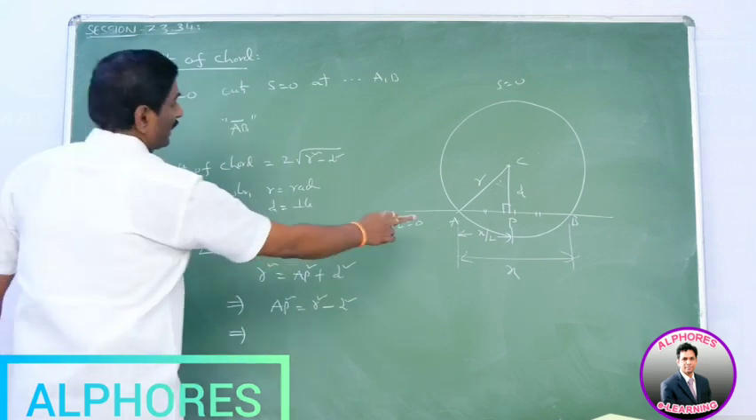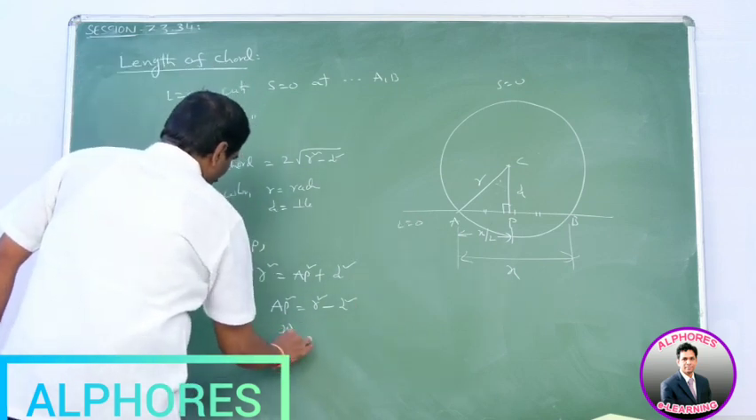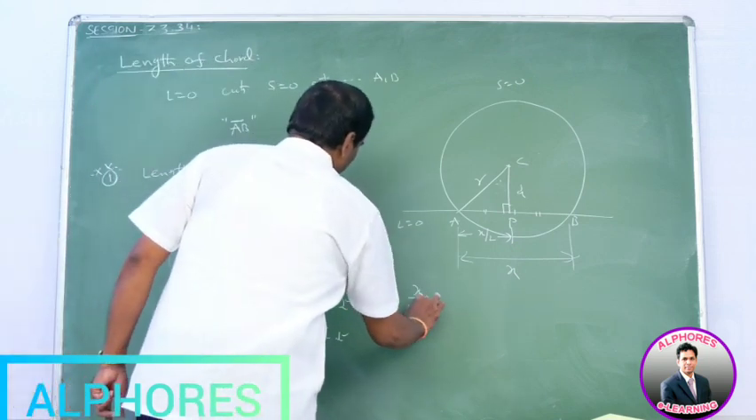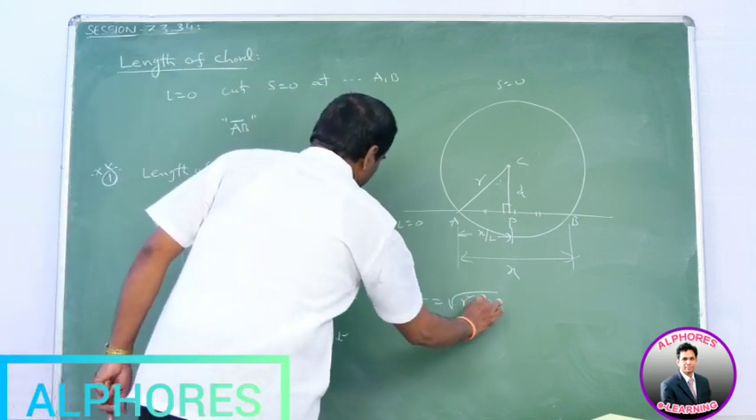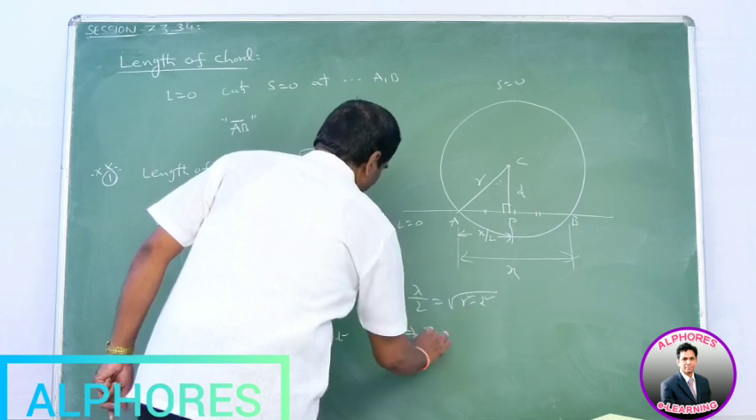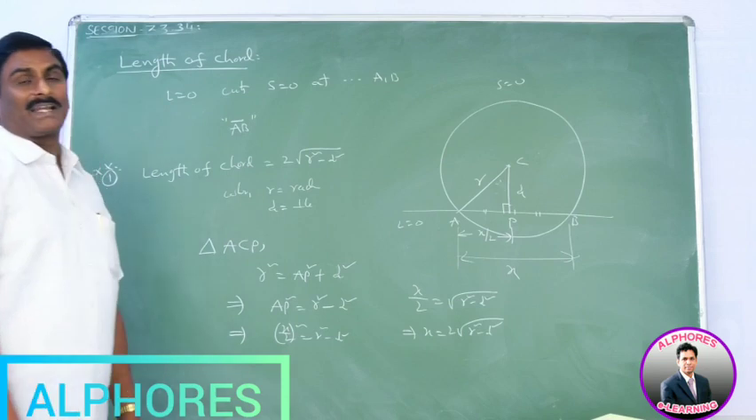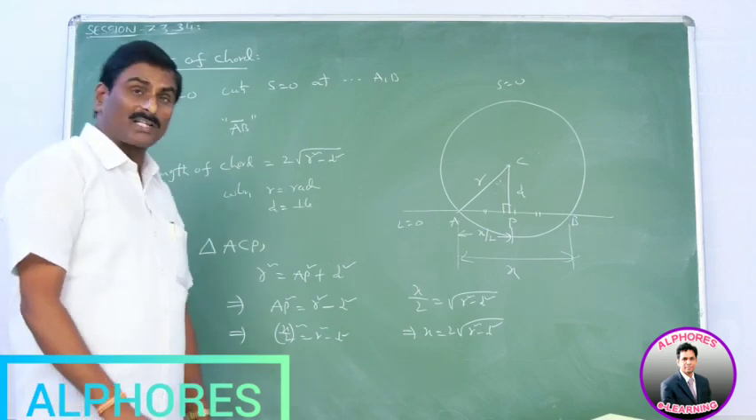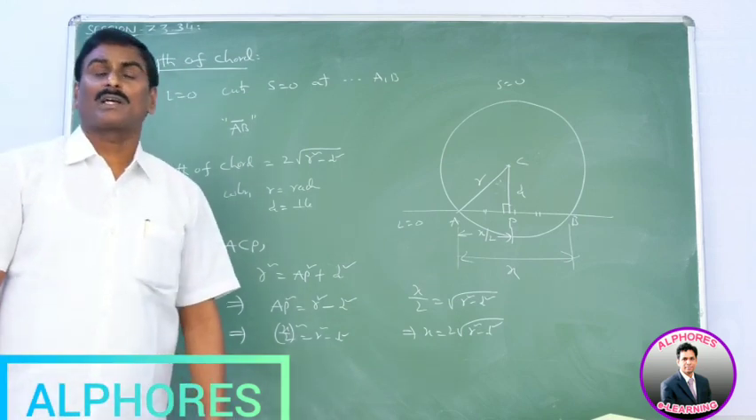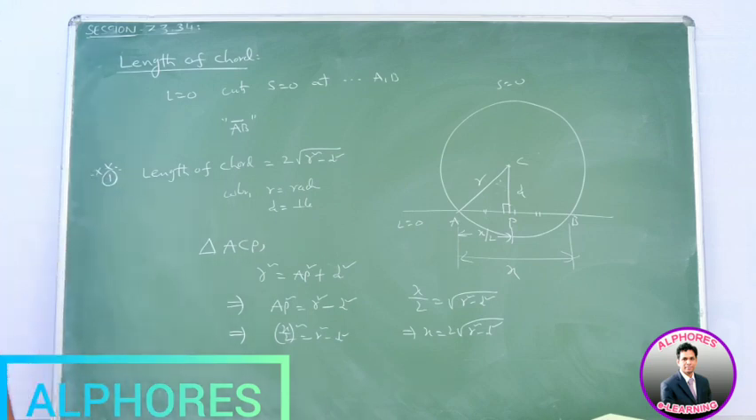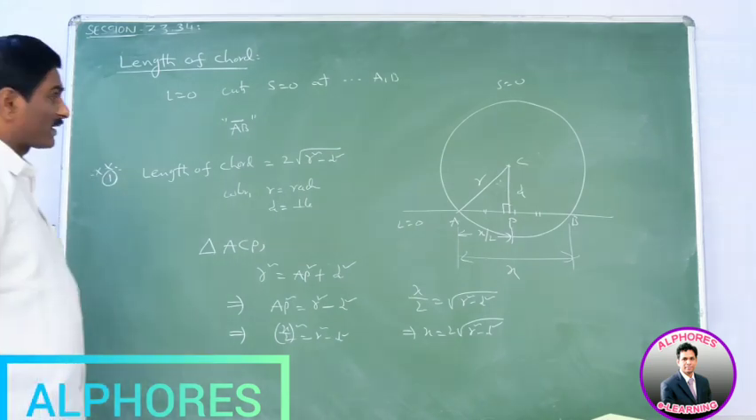AP is equal to x by 2. X by 2 whole square is equal to R square minus D square. So x by 2 is equal to root over R square minus D square. That implies x is equal to 2 root R square minus D square. If the radius and perpendicular distance from the center to the chord are given, then length of the chord is equal to 2 root R square minus D square. Very important.